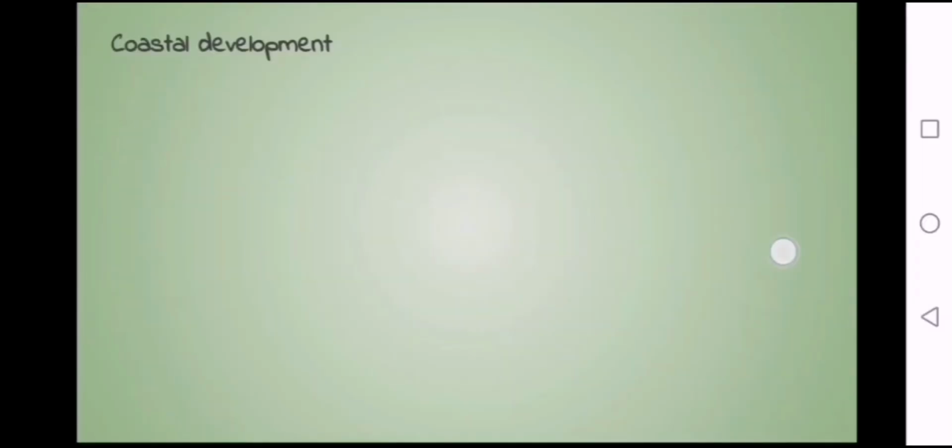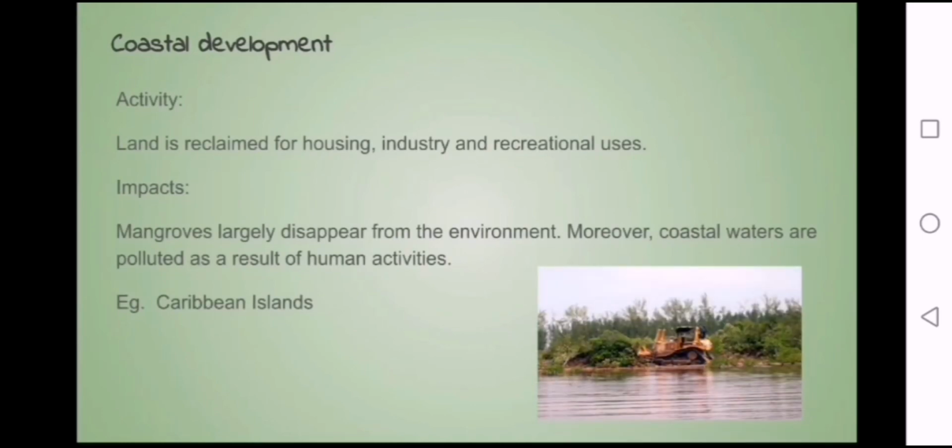Coastal development is where land is reclaimed for housing, industry, and recreational uses. The impacts are that mangroves largely disappear from the environment. Moreover, coastal waters are polluted as a result of human activities. For example, Caribbean islands. The last one of the pressures on mangrove ecosystems is rising sea level.